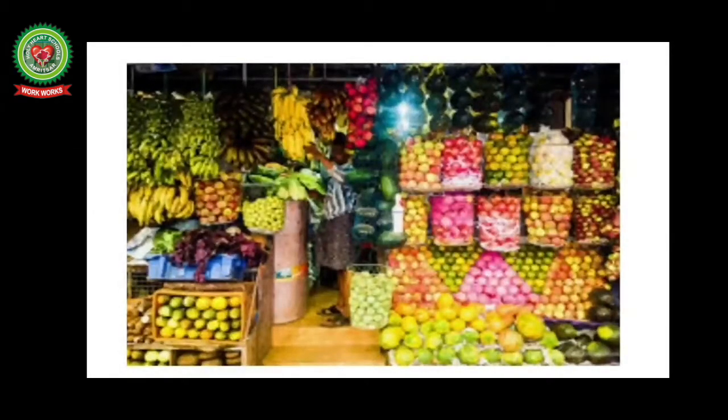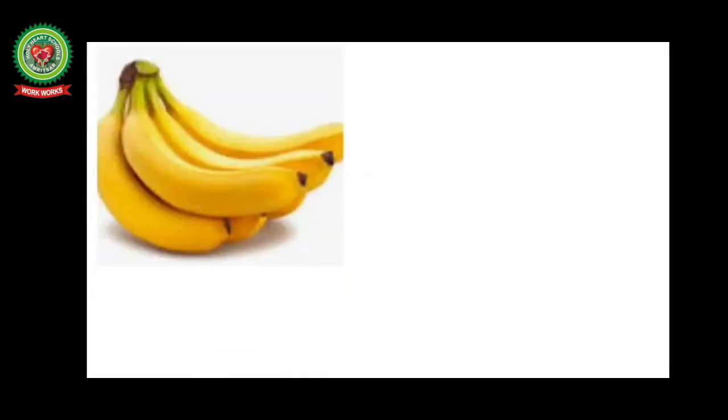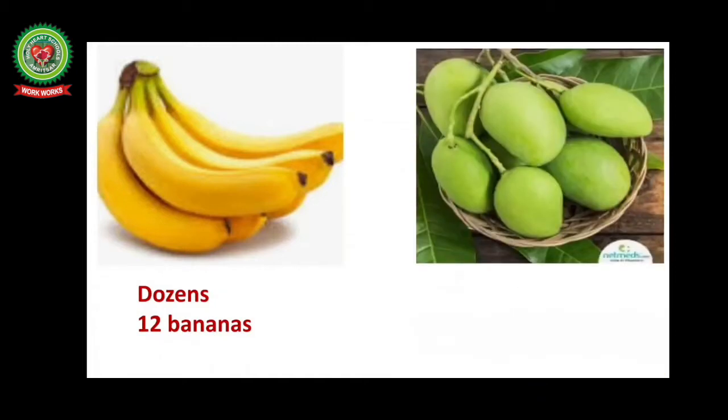Suppose you go to a fruit shop and you have to buy bananas there. In which quantity will you buy bananas? Definitely you will buy them in dozen, and dozen means you are getting 12 bananas. Similarly, if you buy mango, it will be in kg, that is kilograms, and you will get 7 to 8 mangoes in that 1 kilogram.